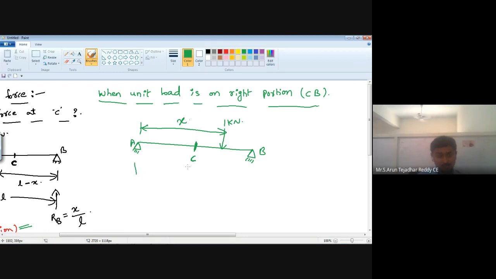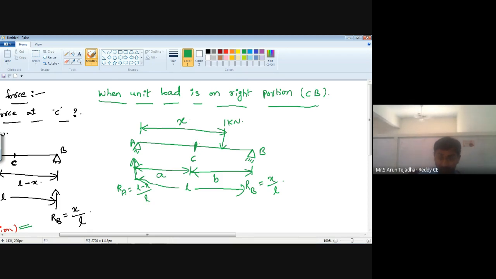Now A to C, we already have a distance. The span is a, and here the span is b. We have two reactions, RA, (L minus X) by L, and RB, that is X by L. The whole span is L. The same concept applies here: we are calculating our shear force at point C.